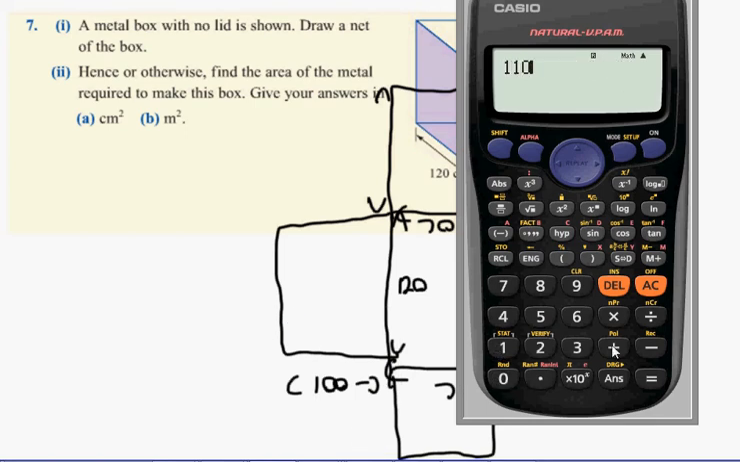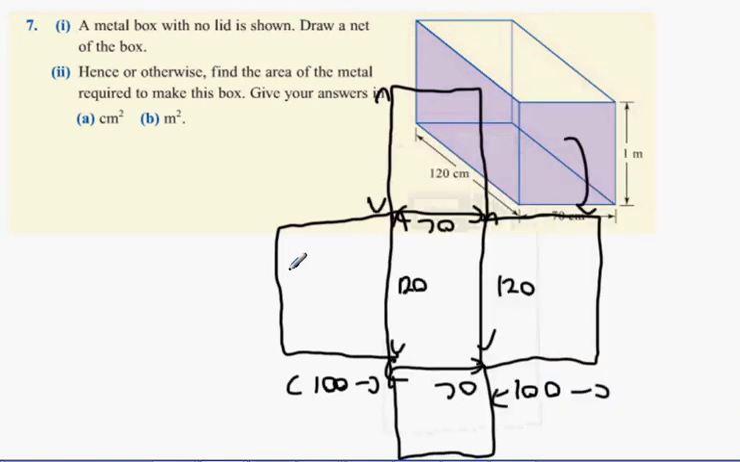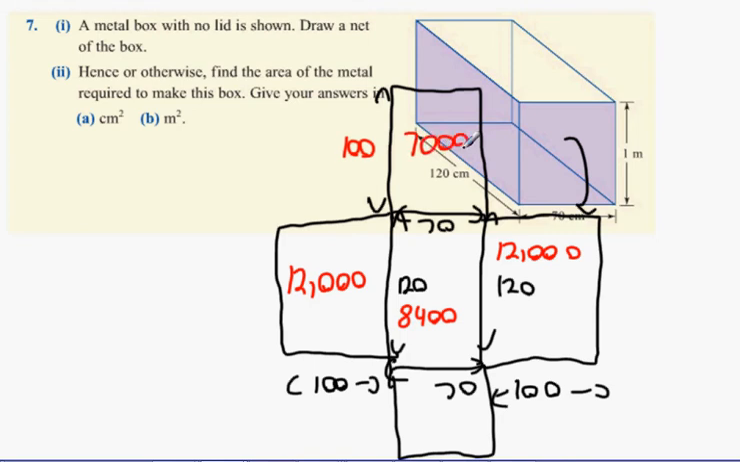I think it's going to be 12,000. Is it? Okay, 12,000. So 12,000 here. The next one is going to be 70 by 120, which is going to be 8,400. The one on the side is also 12,000. The one at the top is 70 by 100, which is 7,000. The bottom one is also 7,000.